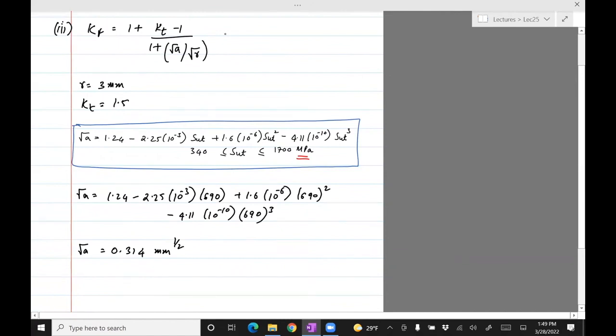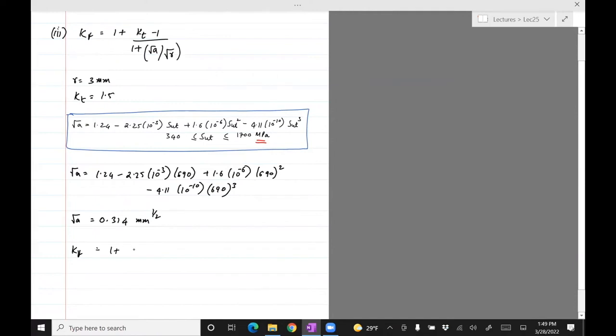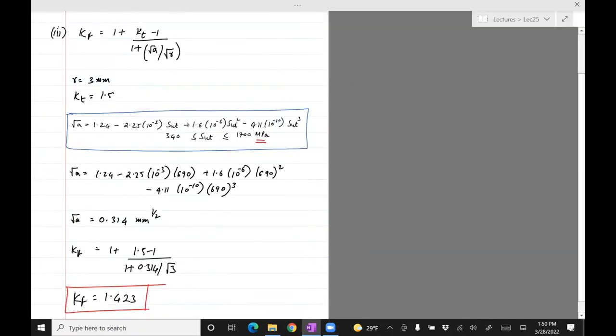And so we are all set to use this formula for kf. We know kt, we know r, and we know square root of a. So kf equals 1 plus (1.5 minus 1) times 0.314 times square root of 3. Okay, I get 1.42. 1.423. Yes, which is 1.42.